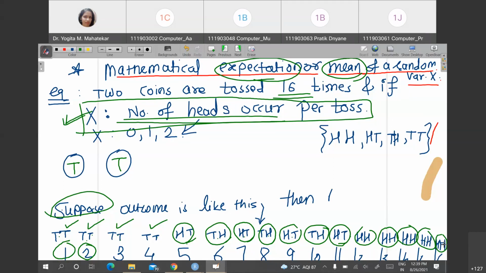How many times are you getting one head from toss number 5 to toss number 11? You are getting one head. How many times is it appearing? 7 times. So what is the probability of getting one head? 7 by 16. Out of 16 tosses, 7 times I am getting one head.